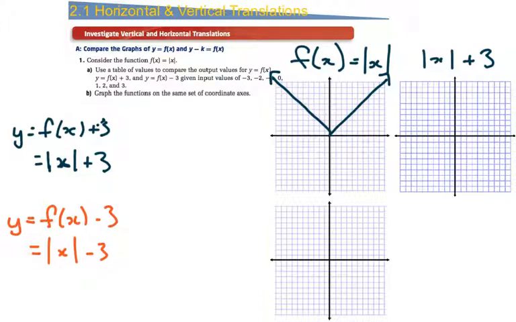What that plus 3 does at the end is it actually shifts the height of the graph. So if we have absolute value of x plus 3, then the graph is going to be shifted up 3 units, and it would look like this.